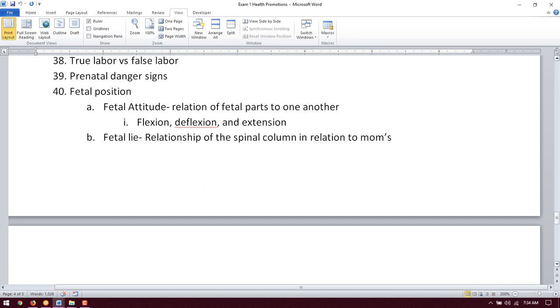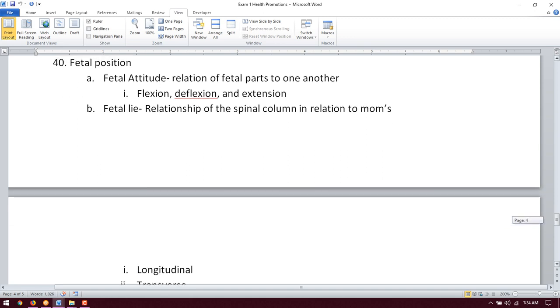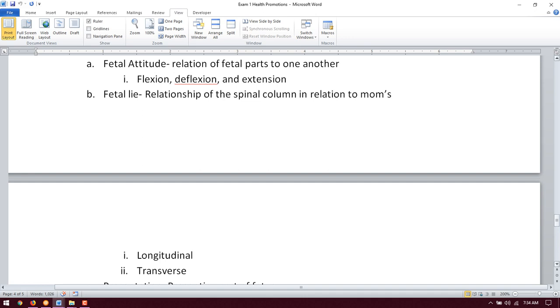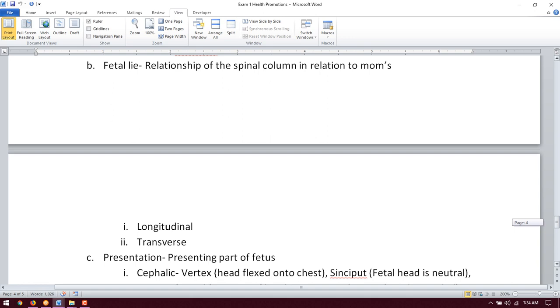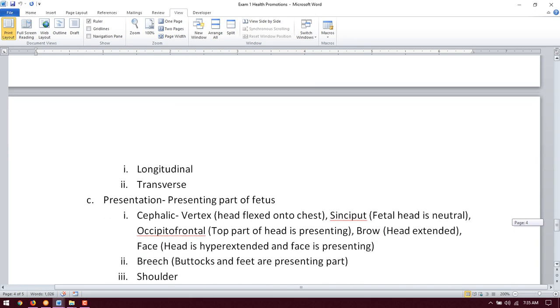Review true labor versus false labor. Basically, the Braxton Hicks contractions are irregular. They slow down and stop with walking and activity, whereas real contractions will become more intense and more frequent. Review the fetal positions. Remember, the attitude is the baby's parts related to each other. Fetal lie is how the baby's laying in mom's belly, whether it's longitudinal or transverse.